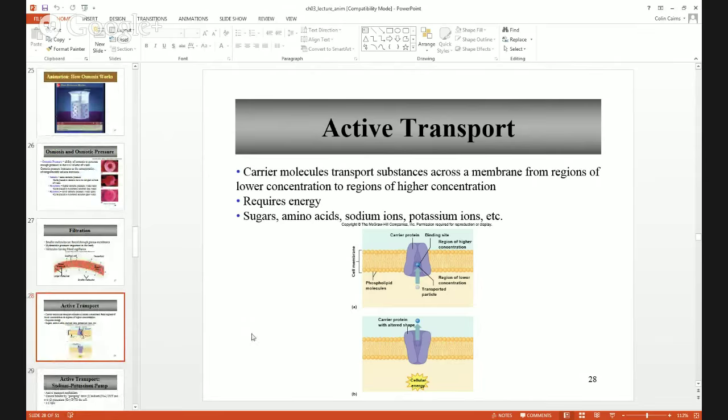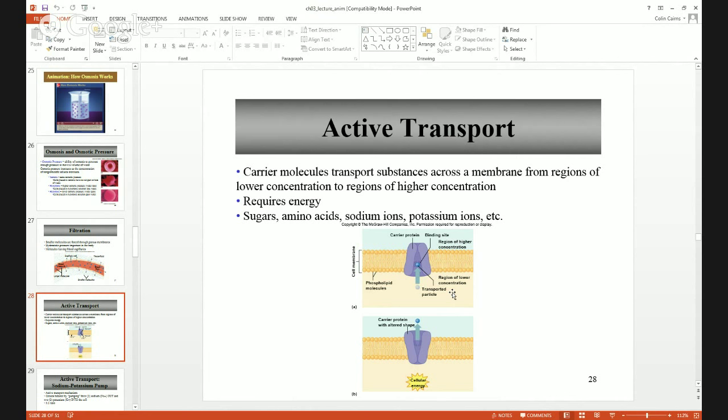And now we're going to talk about active transport. Carrier molecules transport substances across the membrane from regions of lower concentration to regions of higher concentration. Substances normally go down the pressure gradient from high to low, but in this case, there are certain times when substances need to be transported from low to high, so that requires energy. To go against the grain requires energy. And some of the substances that will go through this process are sugars, amino acids, sodium ions, potassium ions, and other ions.